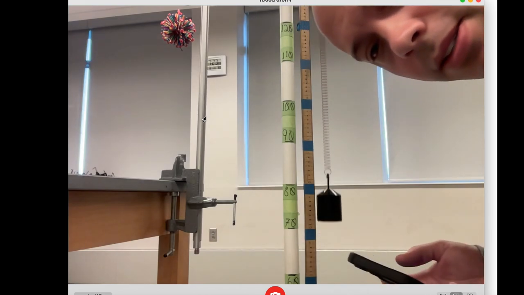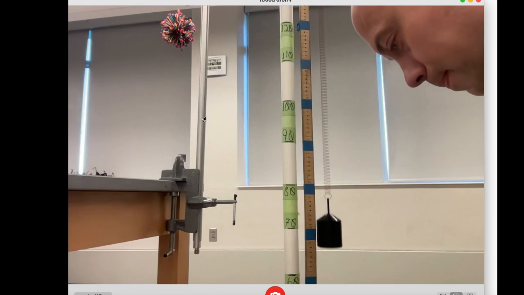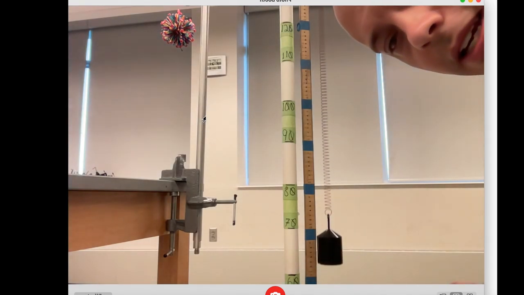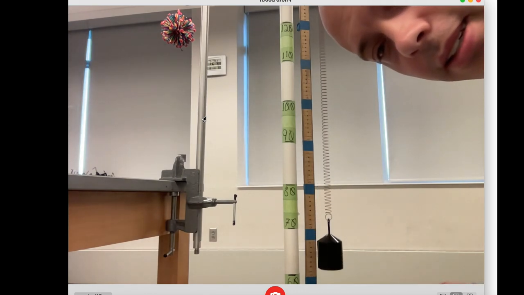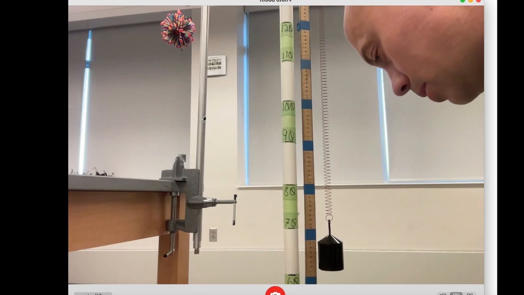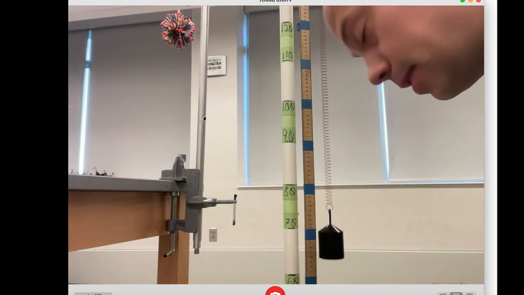Okay, so I feel like that might not have been enough snapshots. It might not have been a fast enough rate of snapshot in order to really see the motion well. So what I'm going to do is I'm going to try to click every half a second this time.